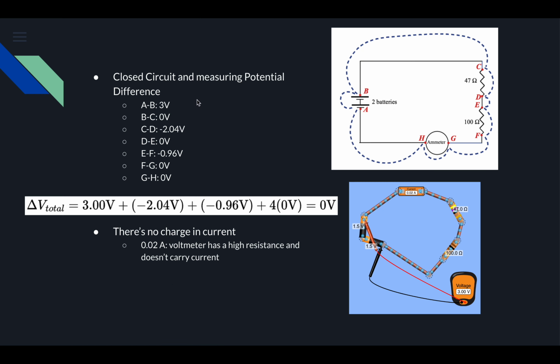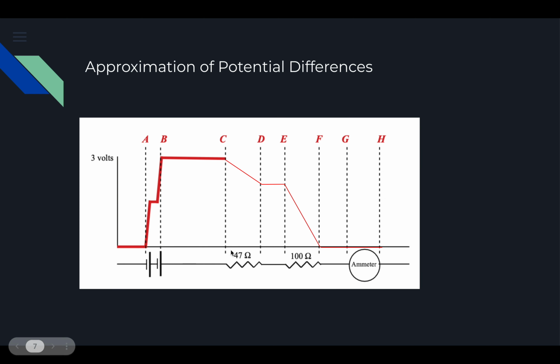In the closed circuit, we measure the potential differences: A to B is 3 volts, B to C is 0 volts, C to D is negative 2.04 volts, D to E is 0 volts, E to F is negative 0.96 volts, F to G is 0 volts, and G to H is 0 volts. So when we add it all up, the total voltage is equal to 0. The voltmeter has a high resistance and doesn't carry any current. And here is the approximation of our potential differences as shown on this graph with the red lines.